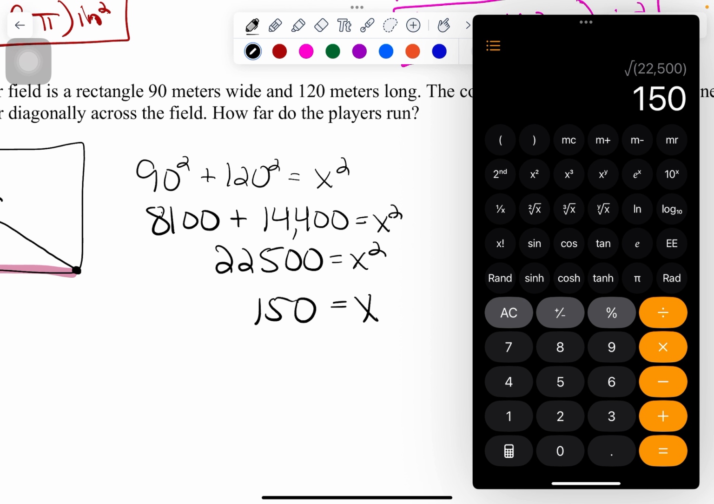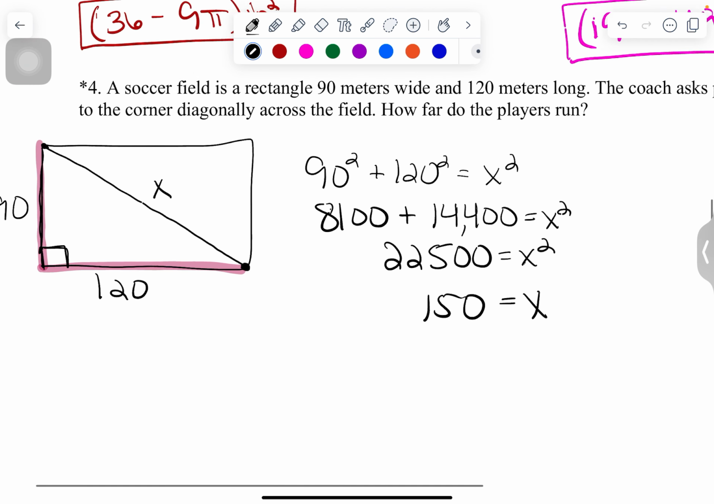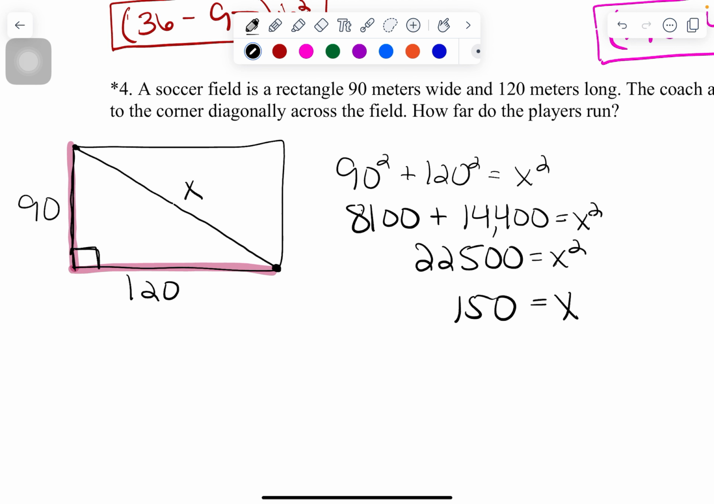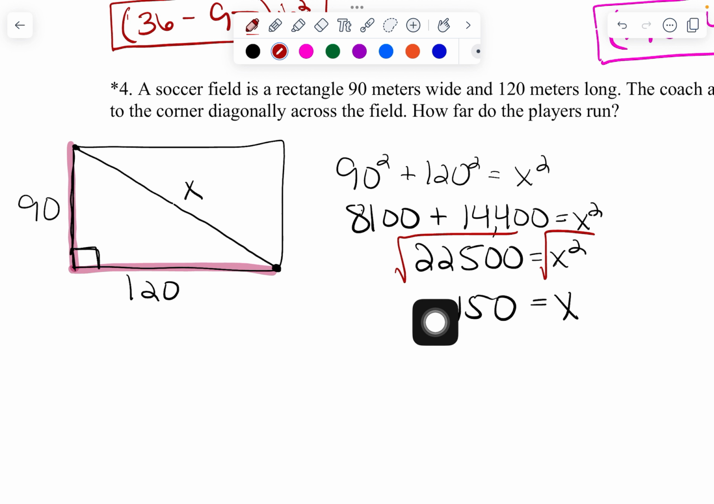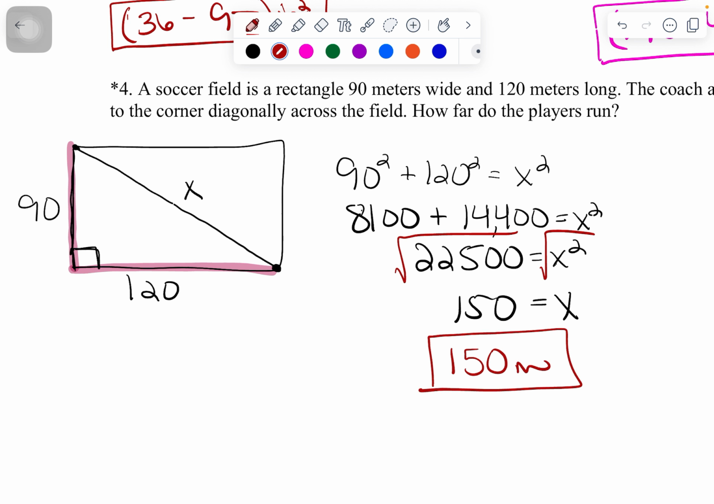For this particular problem, I do not need to worry that when I took the square root, there should normally be a plus or minus. However, I do not know how to measure a soccer field, or any measurement for that matter, as a negative 150. So that would not make any sense. So how far did the players run? 150 meters. And that is the final answer there.